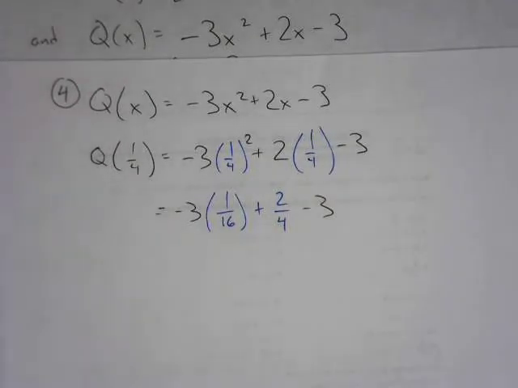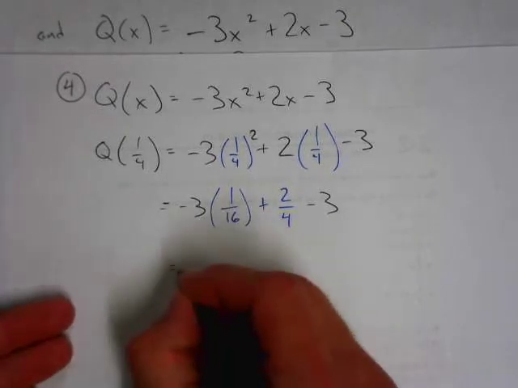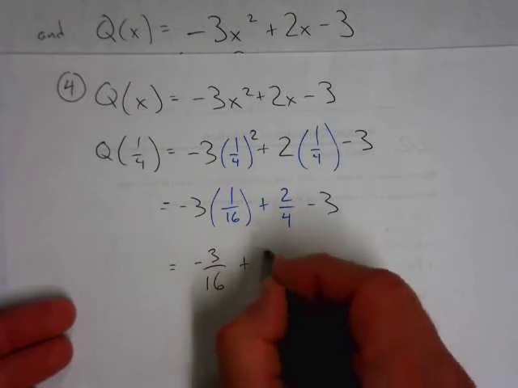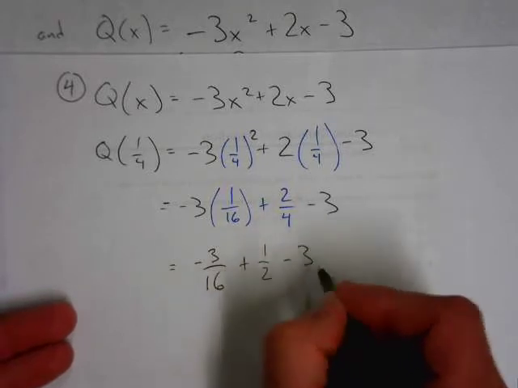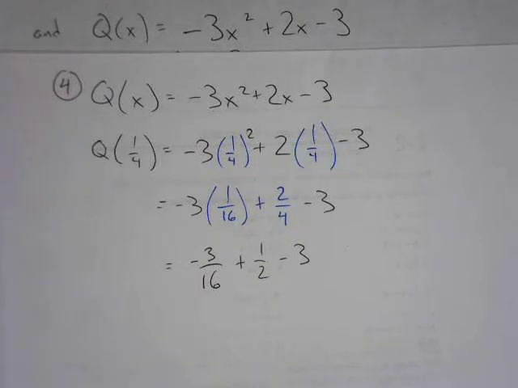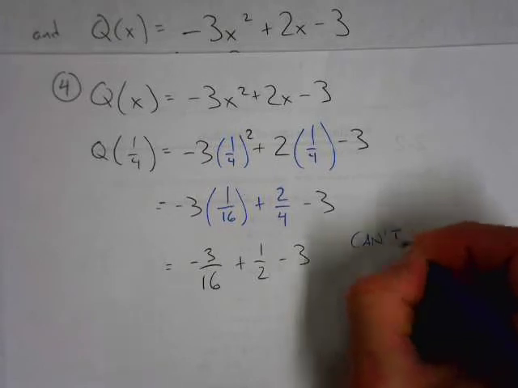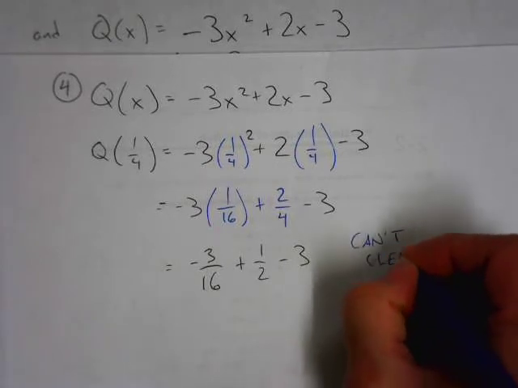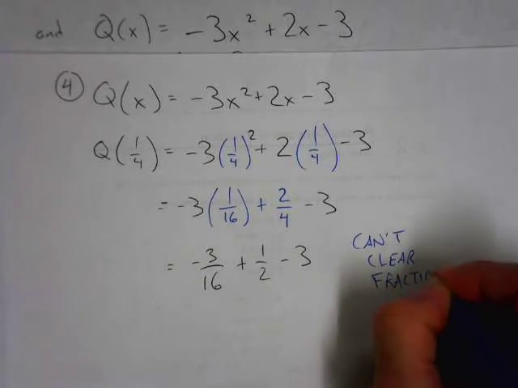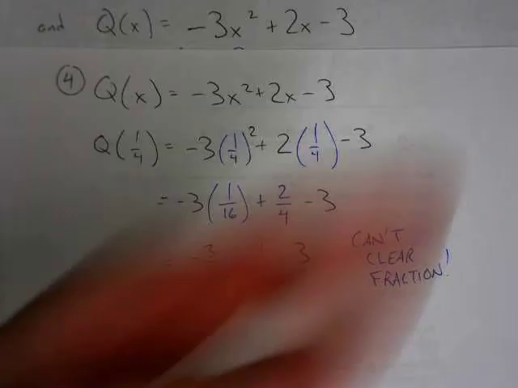All right, so at this stage we can now multiply our fractions. Negative 3 times 1/16 is actually negative 3/16. And then plus, we can call that 1/2. I'm cool with that. It doesn't matter. From here, this is where, again, students, you get confused. You can't clear the fraction, so don't do that. Can't clear the fraction, just crunch the numbers. All we're doing is crunching numbers.